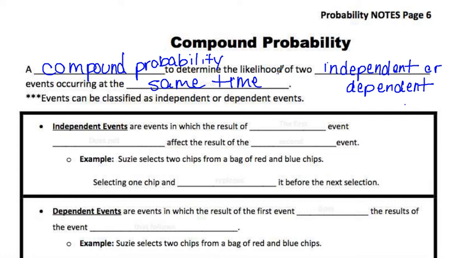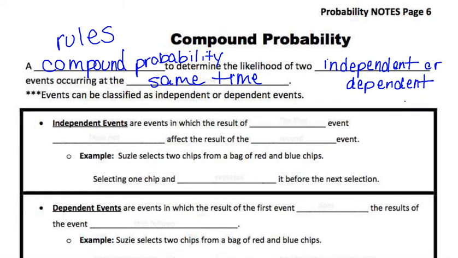So, compound probability uses rules. It could also be rules to determine the likelihood of independent and dependent events. And events can be classified as independent or dependent depending on what is actually going on in the situation. So let's look at what is an independent event and what is a dependent event.